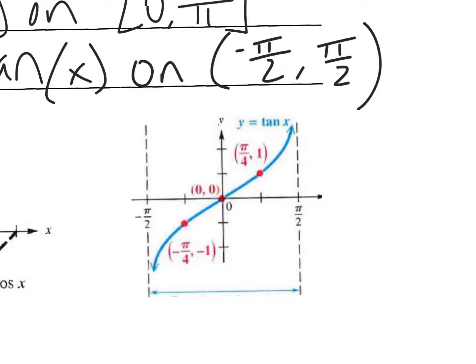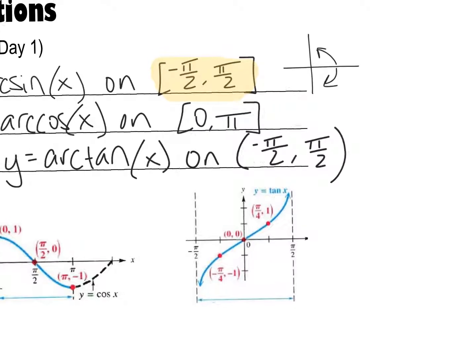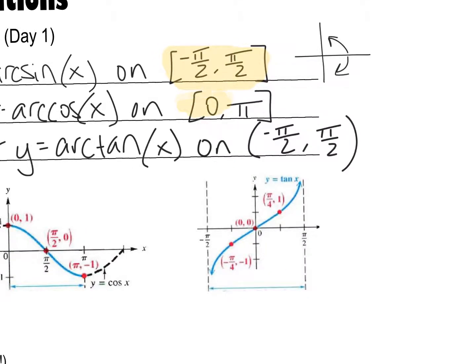So just make a little note about that. This is kind of the new part for this chapter: we are restricting domains here. Make sure you have a note here that these are parentheses. Okay, so I can also draw the quadrants here. For cosine, we are in quadrants 1 and 2. And for tangent, we are in quadrant 1 and quadrant 4.